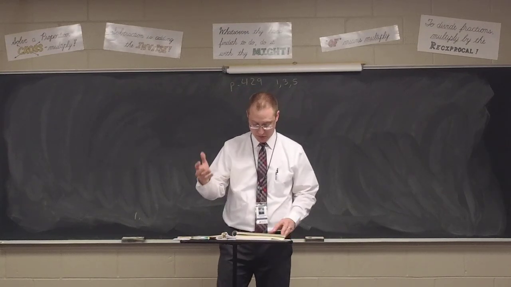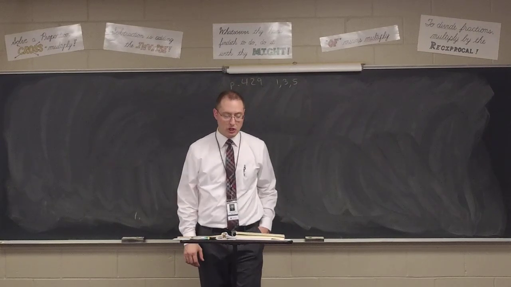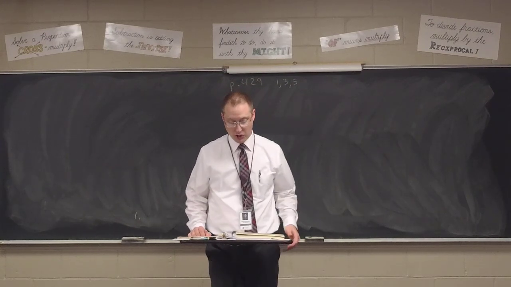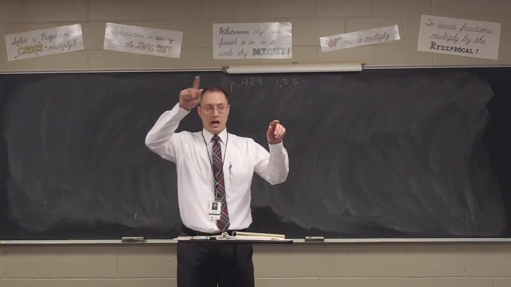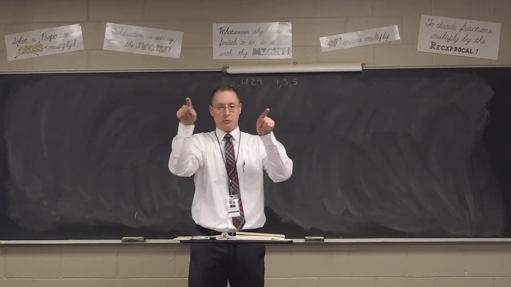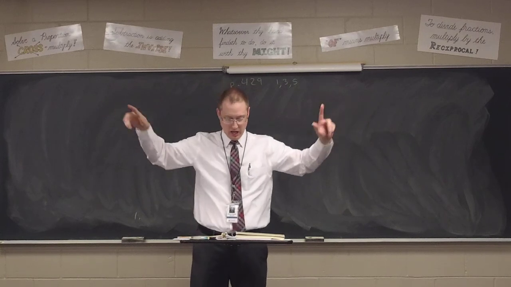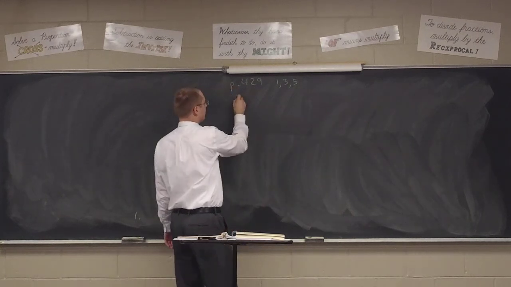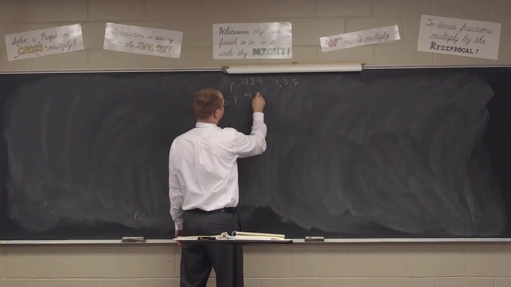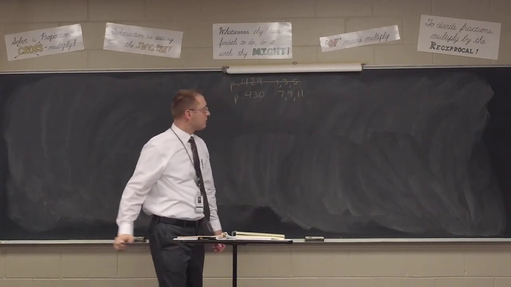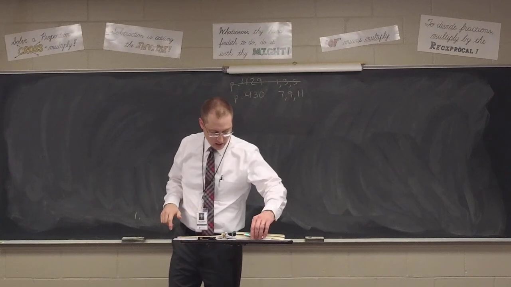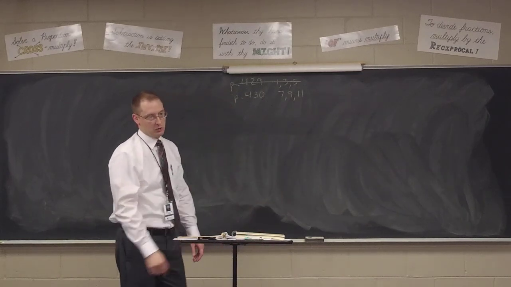Look at the next page, page 430. Here they've given you the five-number summary. They want you to draw the box and whisker plot. So remember, five little lines, box around the middle three, and then extend whiskers out to the ends. I want you just to do numbers 7, 9, and 11. Page 430, numbers 7, 9, and 11, drawing the box and whisker plots.